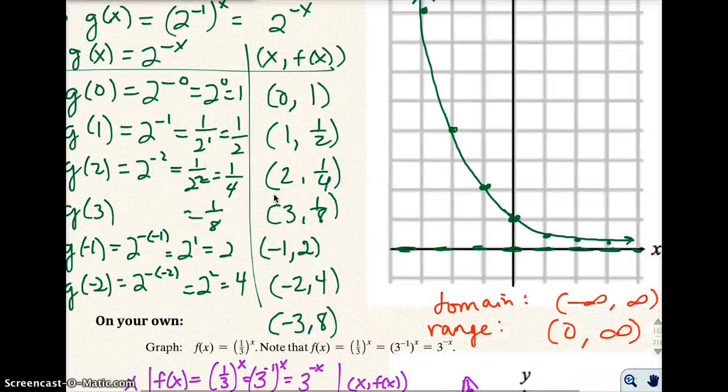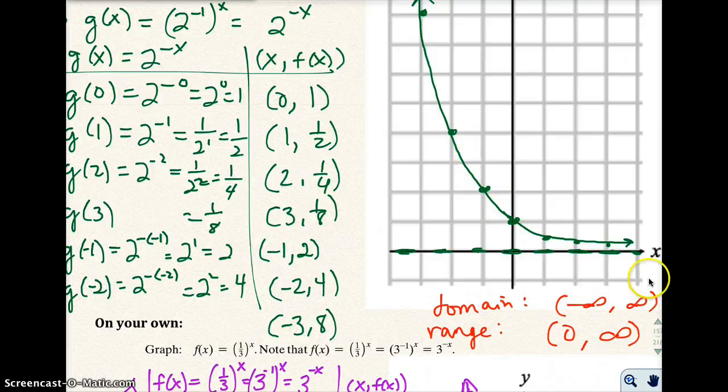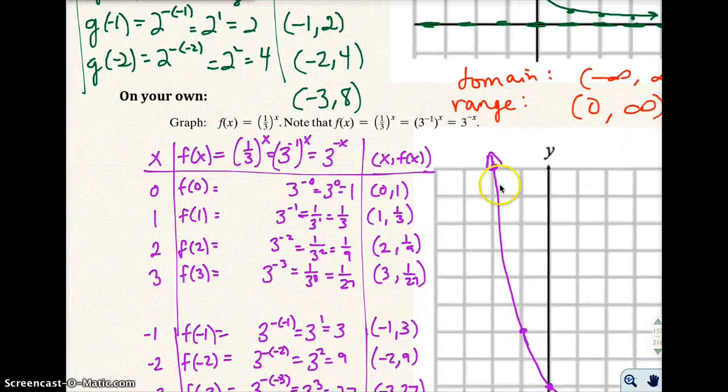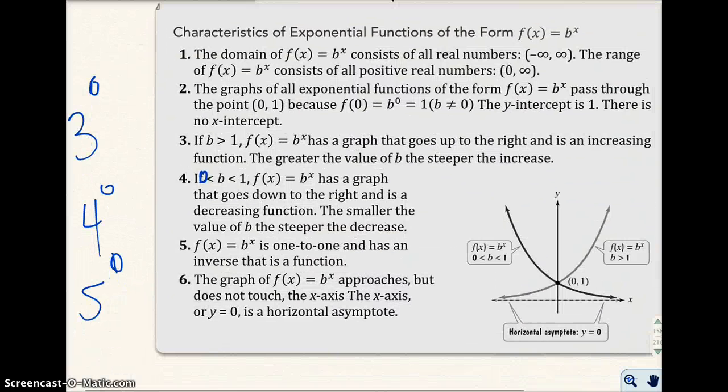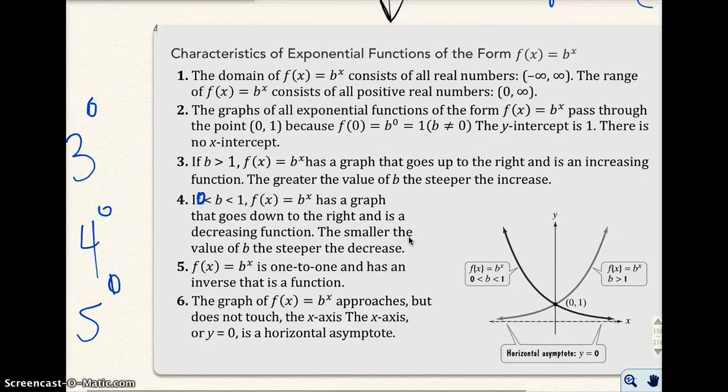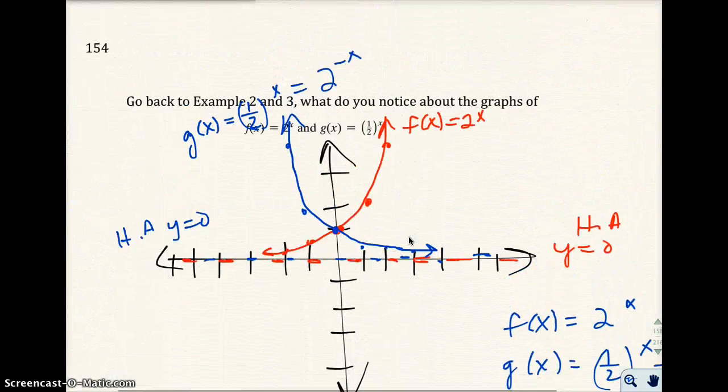Notice how it went down. I go down to the right. Down to the right. Okay? That's always going to be true about these. It's going to be a one-to-one function, and has an inverse of the function. So if we do the vertical line test and the horizontal line test, we know the function because it passes the horizontal line test.